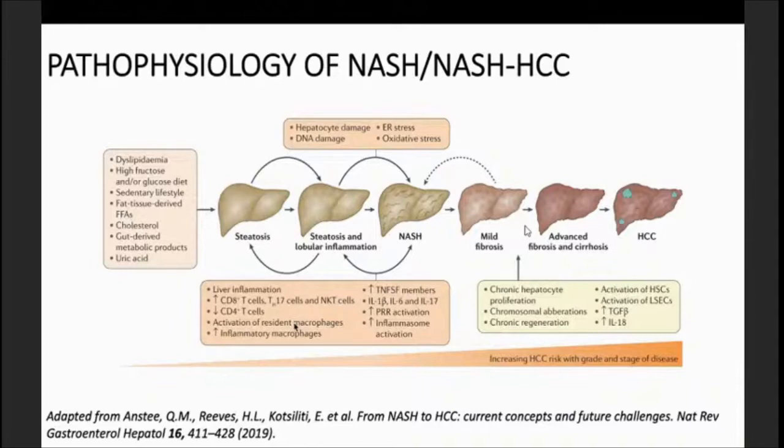Moving from steatosis to NASH, the events are driven by hepatocyte damage. Pretty much we have seen all the cellular factors associated with those ones. Endoplasmic reticular stress molecules, DNA damage happens over here, and oxidative stress also. From there, we move to mild fibrosis to advanced fibrosis and cirrhosis, where it's irreversible, and to the final stage of HCC. Over here, through the sequence of events, we have chronic hepatocyte proliferation, chromosomal aberrations, chronic regeneration, activation of HSCs, activation of LSECs, and TGF beta, and increased IL-18 though.